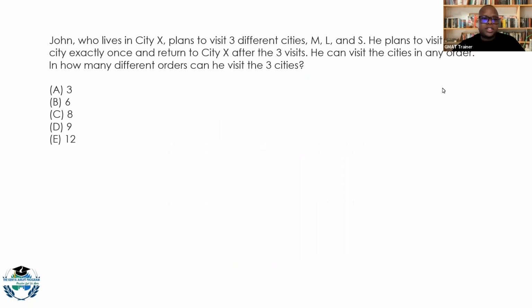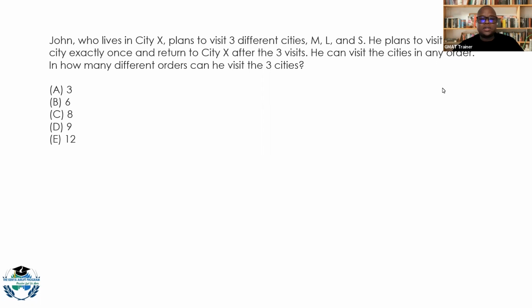John, who lives in city X, plans to visit 3 cities, M, L, and S. He plans to visit each city exactly once and return to city X after the 3 visits. He can visit the cities in any order. In how many different orders can he visit the 3 cities?